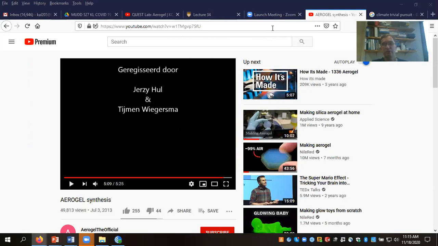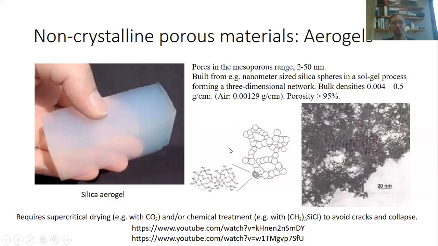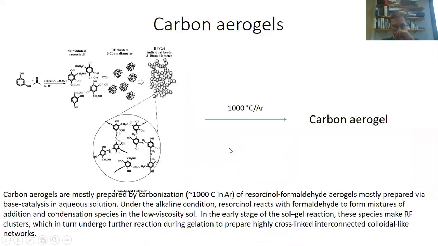So now let us go back to the PowerPoint slides and discuss in the next step carbon aerogels. So you cannot only make aerogels from silica, you can also make them from carbon. And you can do this by the controlled polymerization of resorcinol and formaldehyde. We've already learned about this reaction when we discussed the preparation of periodic mesoporous carbon under slightly different reaction conditions.